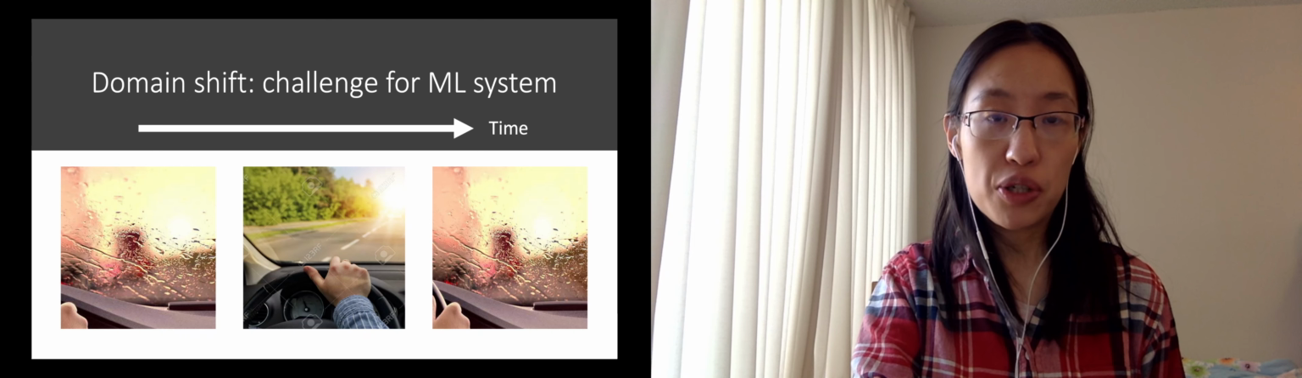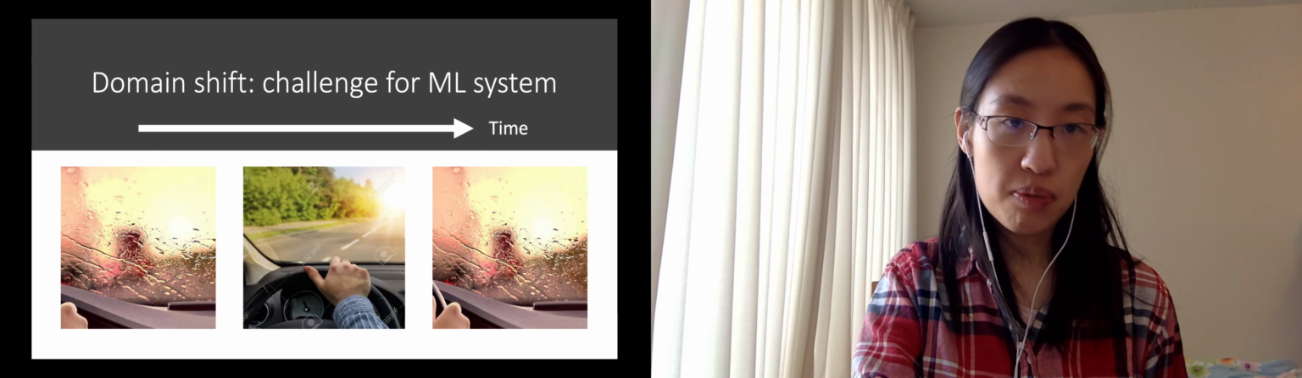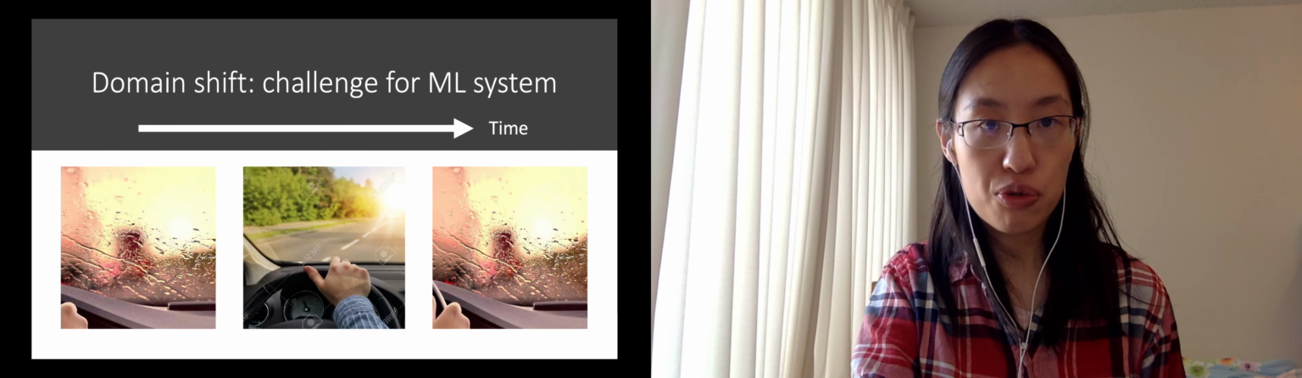Domain shift is a major challenge for many ML systems. Consider the self-driving car system. It needs to adapt to changing data distributions on rainy days and sunny days across time.